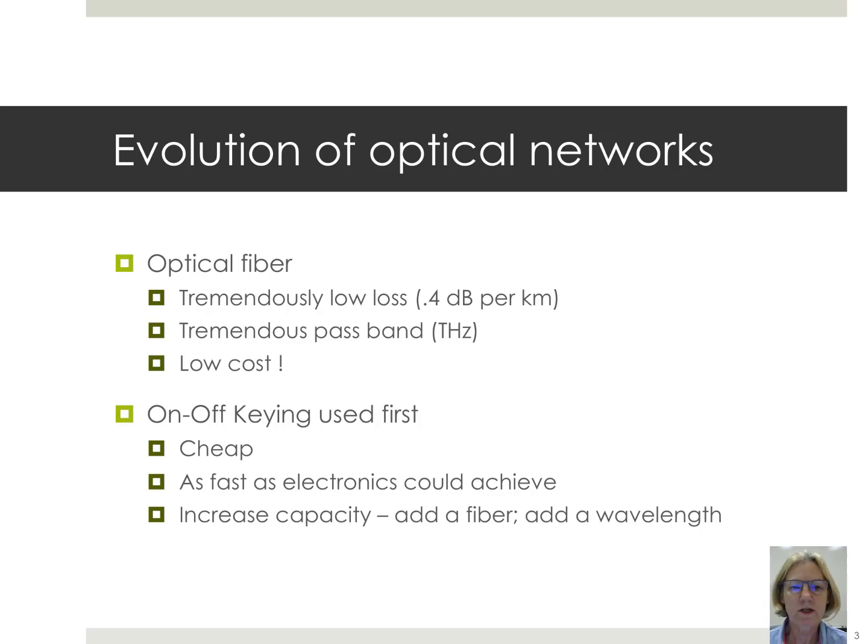So the advantages of optical fiber are, first of all, tremendously low loss. We're talking about 0.4 dB per kilometer of loss. And in addition to that, a tremendous passband, an amazing amount of available bandwidth in the optical fiber, something on the order of terahertz. And despite having all these great qualities of being low loss and wideband, it's also very low cost.